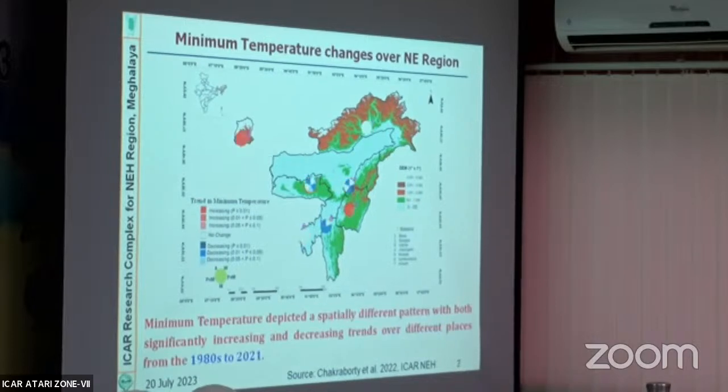Then minimum temperature change: Sikkim and Manipur are showing a significant increase. Others are also increasing, but not significantly. In some states it is decreasing. And the blue circle you can see is the recent trend.